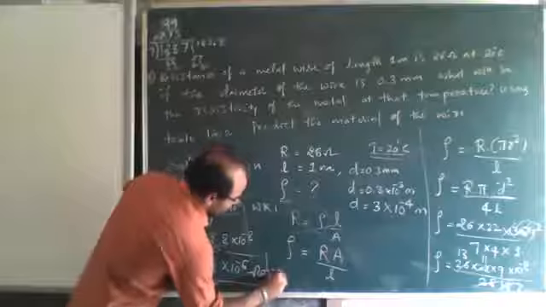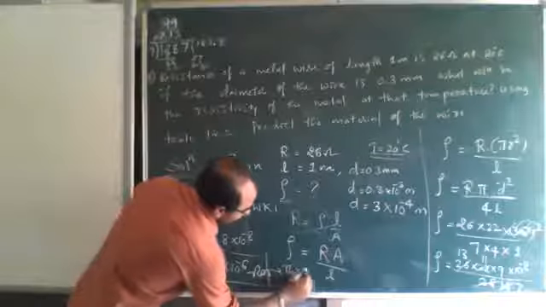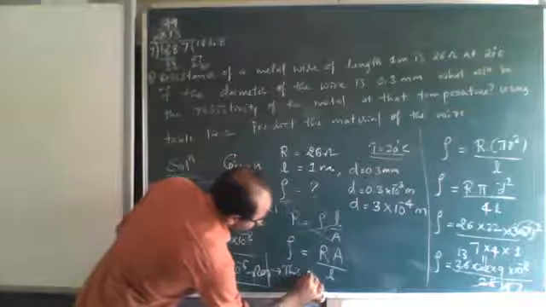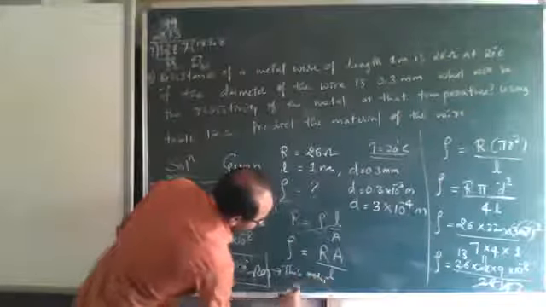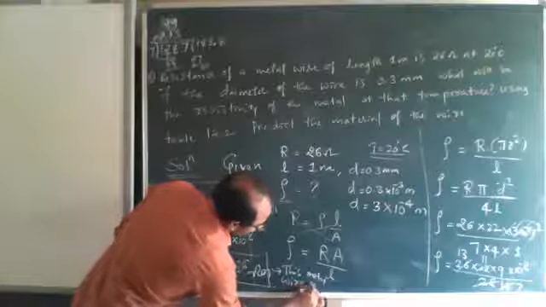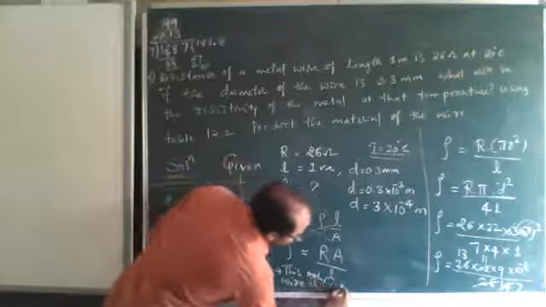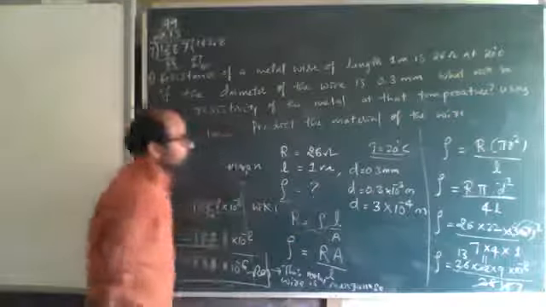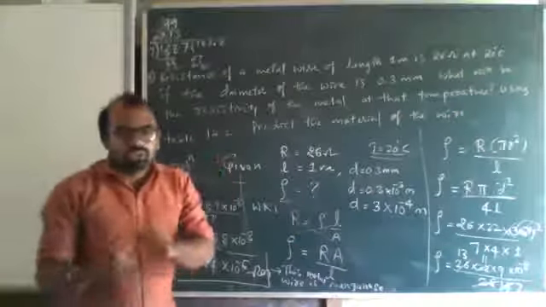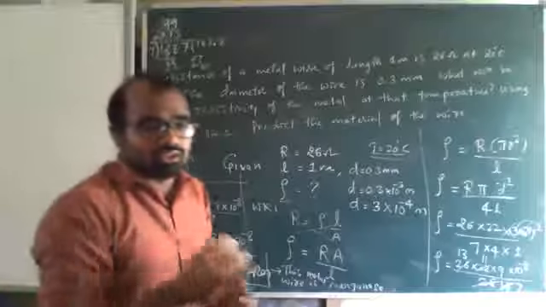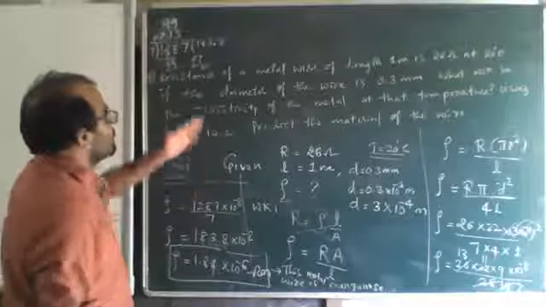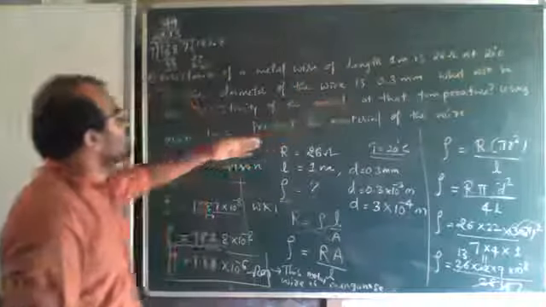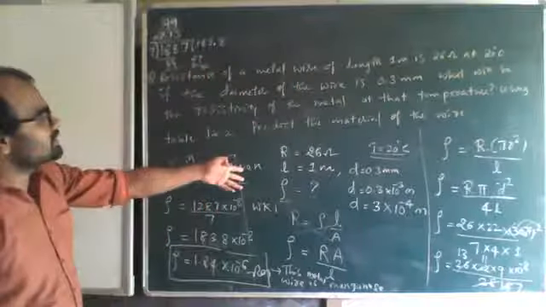Here we can say that this metal wire is of manganese. This metal wire is manganese. Okay. Please note down this and we will move to the next question. I will explain it very quickly in 2 minutes. See, they have given us length of the wire, resistance of the wire, and diameter of the wire. They have asked the resistivity.